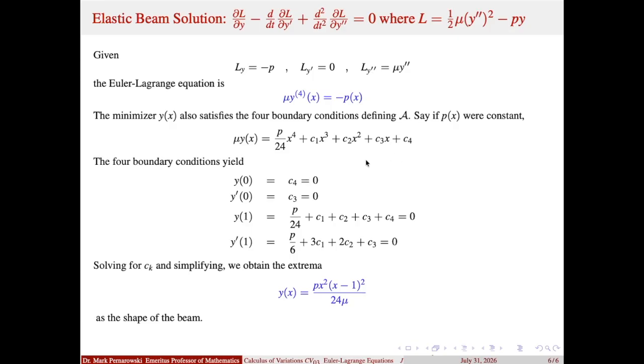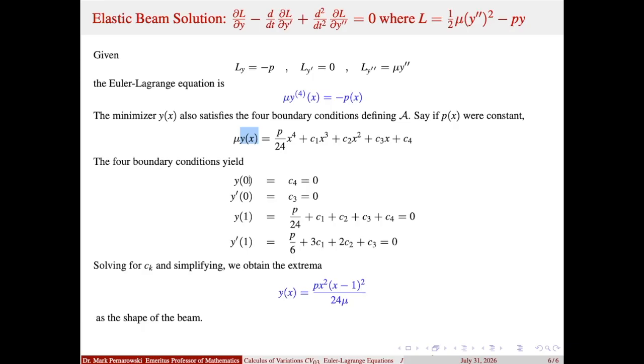Why is that? Oh, if you go backwards, if you think about this, if I differentiate all these things that have got arbitrary constants in it 4 times, the fourth derivative of any cubic is 0. So C1 through C4 doesn't matter. It'll still satisfy that. But the actual minimizer, y of x here, has to have this form to satisfy the Euler-Lagrange equation. But the constants of integration are determined by the boundary conditions defining the admissible set A.